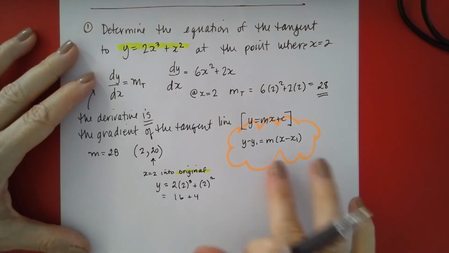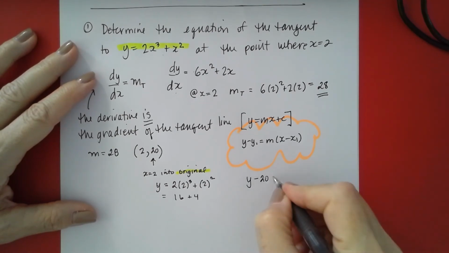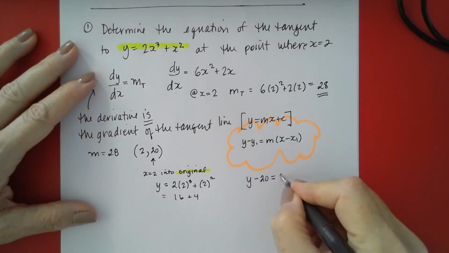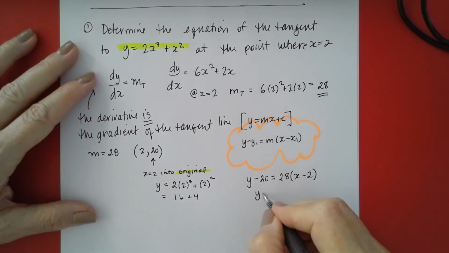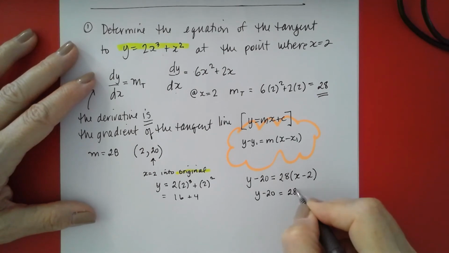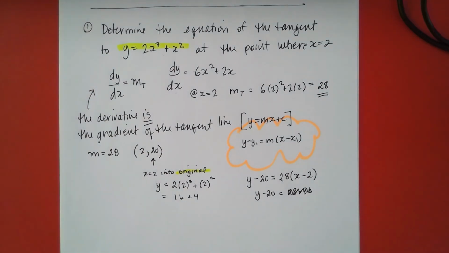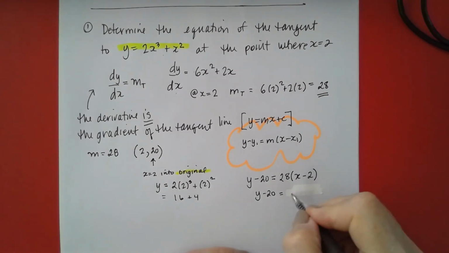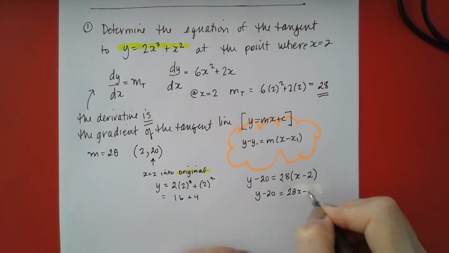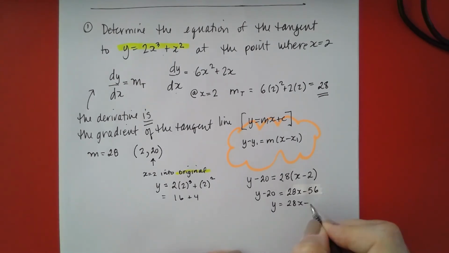Now I have what I need to use this beautiful equation. So I go y minus 20 equals 28 times x minus 2. Then y minus 20 equals 28x minus 56. Ooh, I didn't want to make a mistake, girls. I was going so well. So y equals 28x minus 36.